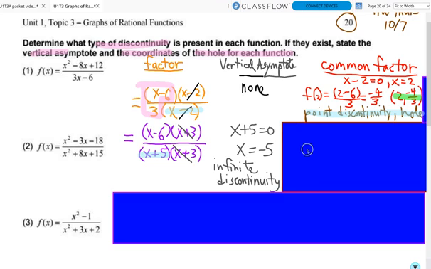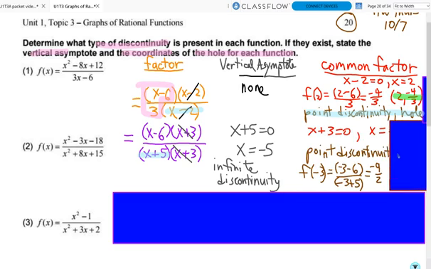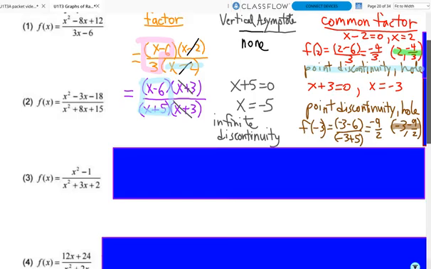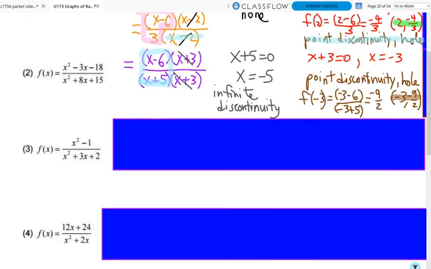For the common factor x plus 3 equal to 0, that means x equals negative 3 is the x value of the hole in the graph, plugging negative 3 again into the simplified form of the equation gives us a y value of negative 9 over 2. So we have point or removable discontinuity at the point negative 3, negative 9 over 2.